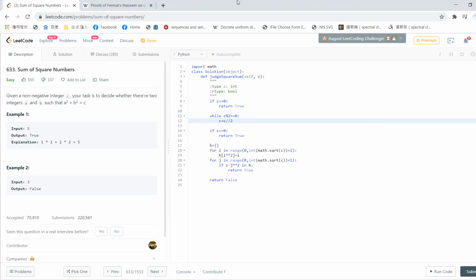Guys, so this is my Leetcode section, and what I want to say is that this problem is basically sum of the square numbers. Okay, so this problem is really interesting. Your task is, somebody gives you an integer, and they ask whether you can find another two integers, a squared plus b squared equal to c.